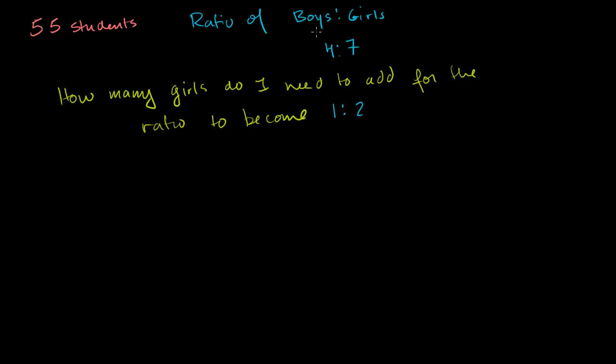And this is the ratio of boys to girls. I'm not switching the ratio on you. So right now, for every 4 boys, I have 7 girls. I want to add some girls so that the ratio becomes, for every boy, I have 2 girls. So how can we do this?